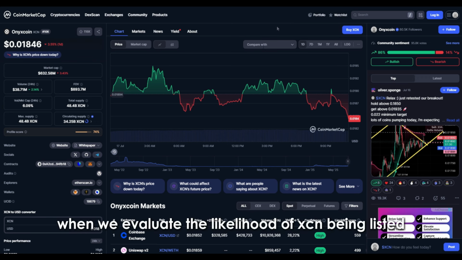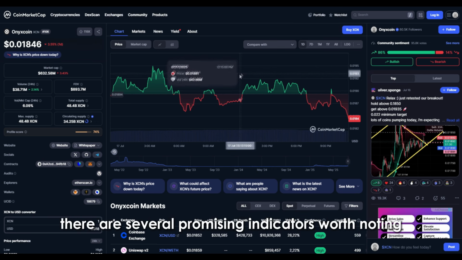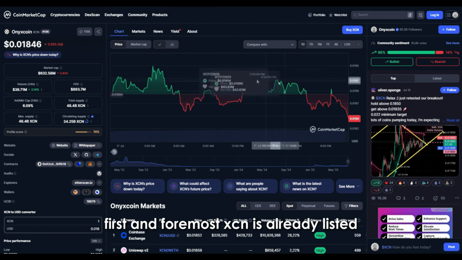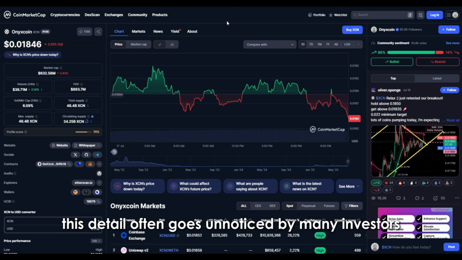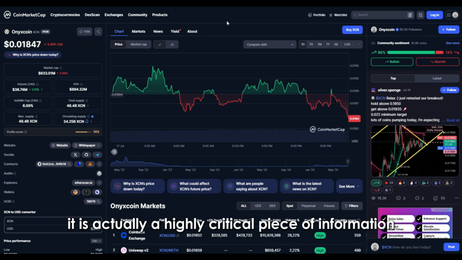When we evaluate the likelihood of XCN being listed on Binance's spot market, there are several promising indicators worth noting. First and foremost, XCN is already listed on Binance's leveraged trading platform, specifically in the futures market. Although this detail often goes unnoticed by many investors, it is actually a highly critical piece of information.